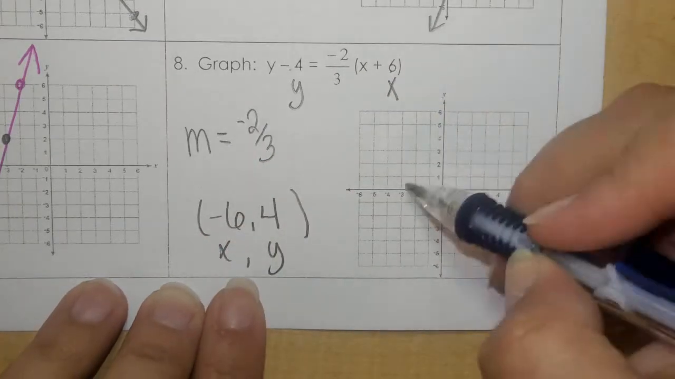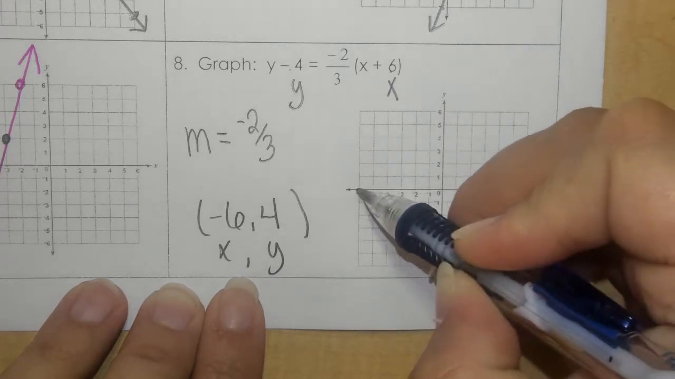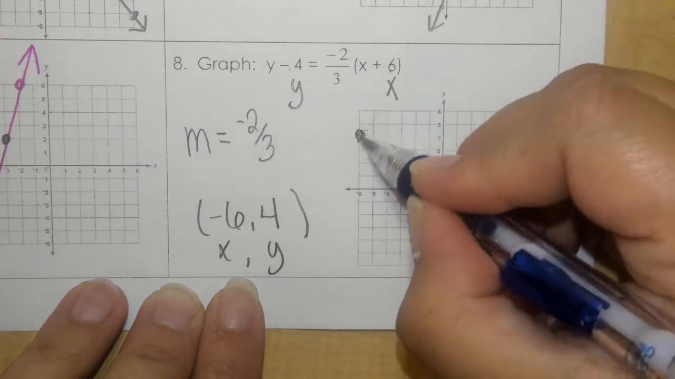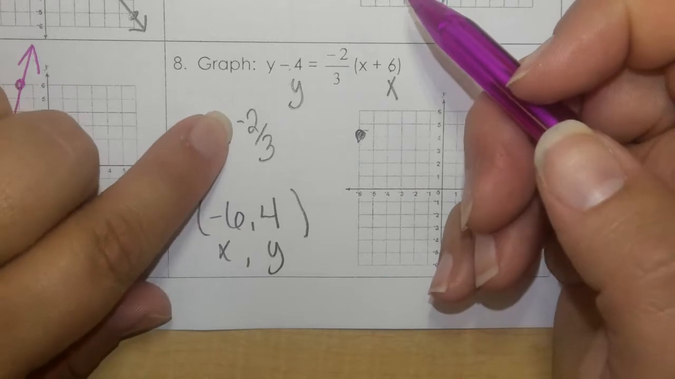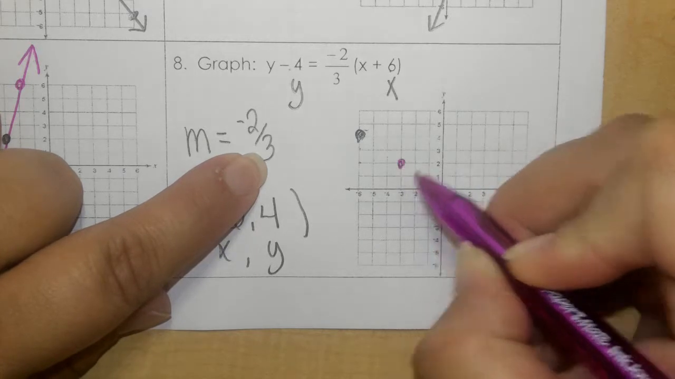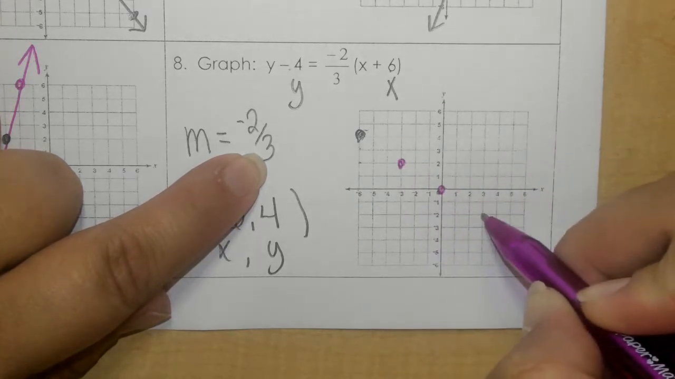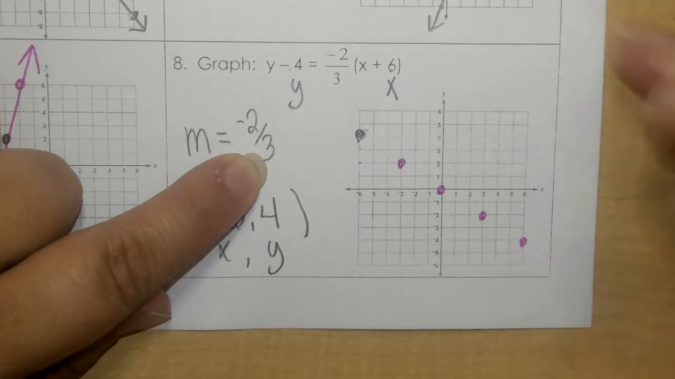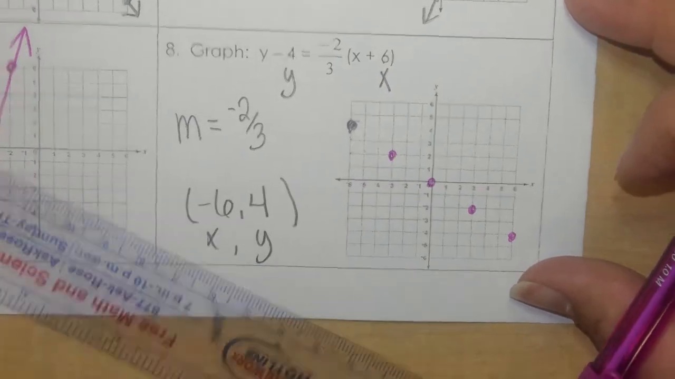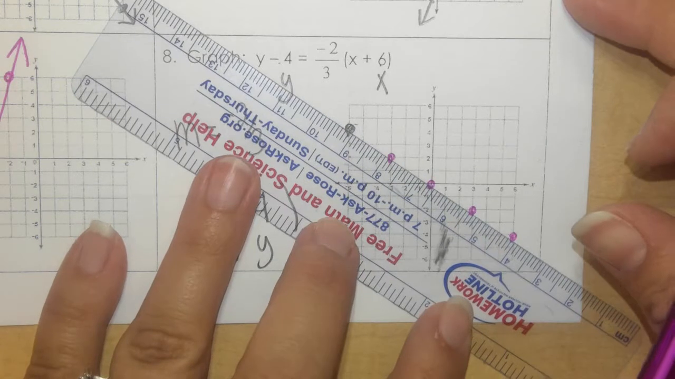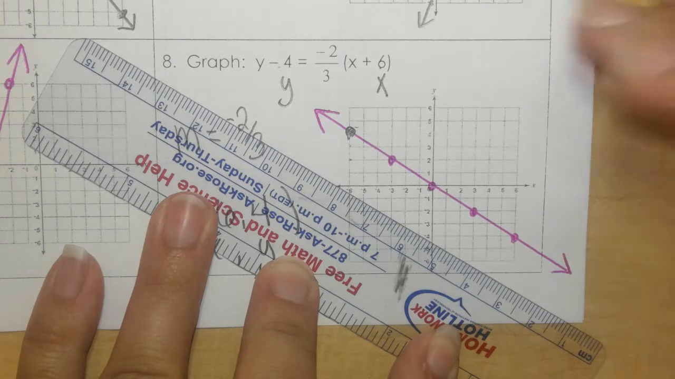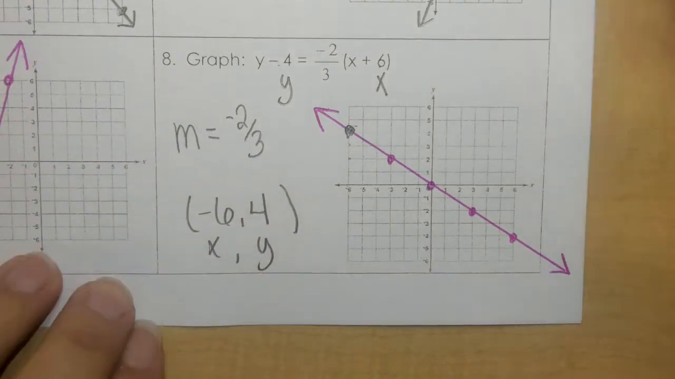I begin with the point, so going at 0, 0, I go over to negative 6, I go up to 4. Then I will need to go ahead and graph my slope, so I'm going to go down 2, right 3. I'm going to do that as many times as I can to fit on the graph. So I just went down 2, right 3 several times. Okay.